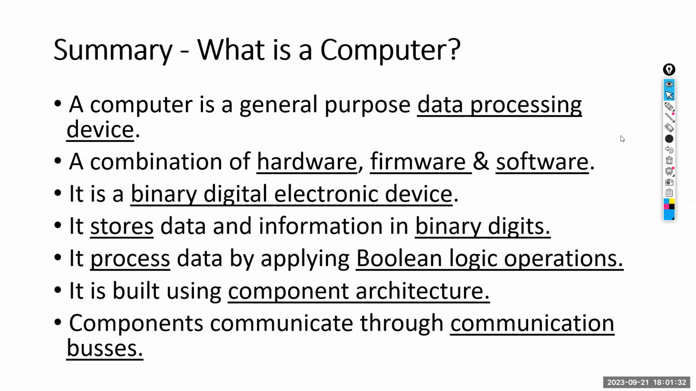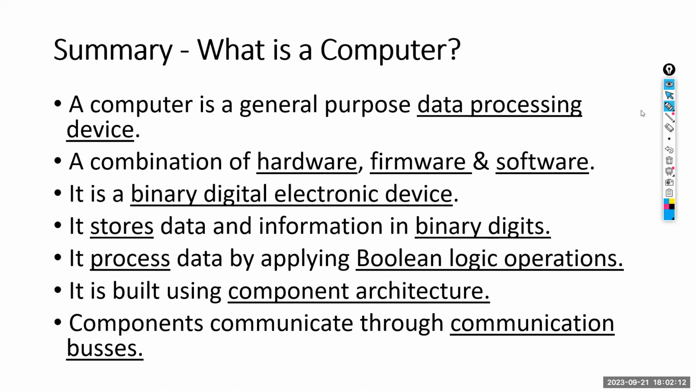Right. So a computer is a general purpose data processing device. A computer combines hardware, firmware, and software. A computer is a binary digital electronic device. A computer stores data in binary digits. A computer processes data using Boolean logic operations. And of course, a computer is made of component architecture. It also communicates through different communication buses that we have not discussed yet, which we will discuss later when we do computer architecture, like data bus, control bus, address bus, and so on.